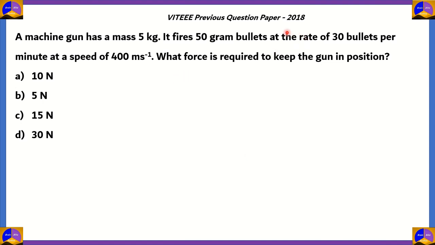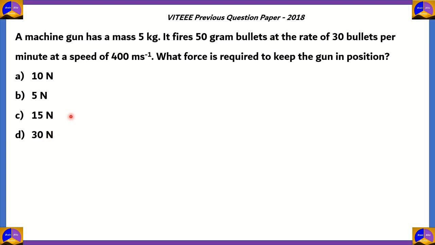This question was asked in 2018. A machine gun has a mass of 5 kg. It fires 50-gram bullets at the rate of 30 bullets per minute at a speed of 400 meters per second. What force is required to keep the gun in position? Is it A, 10 newtons, B, 5 newtons, C, 15 newtons, D, 30 newtons?